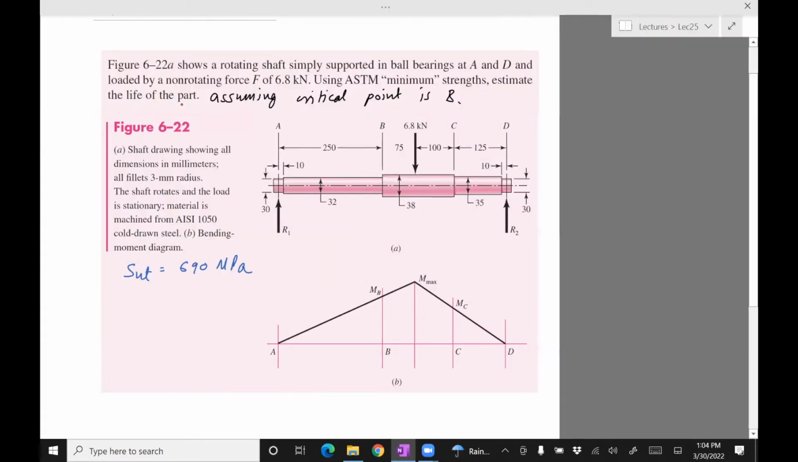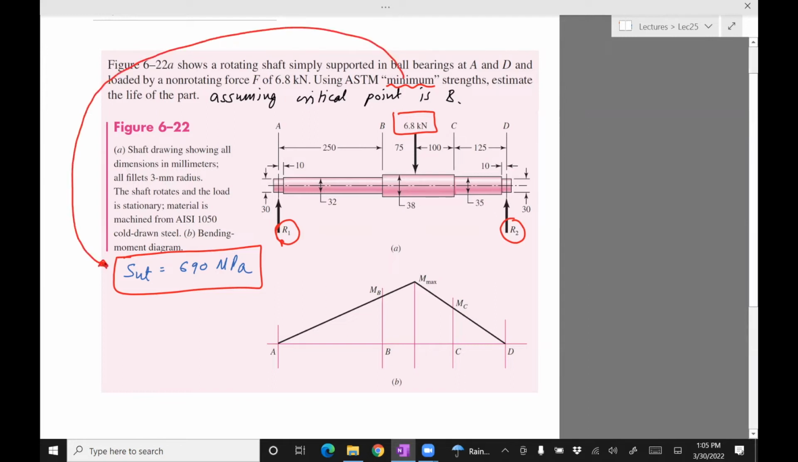Okay, so let's read it. This is figure 6.22a. It shows a rotating shaft simply supported. There are two reactions in ball bearings at A and D, loaded by a non-rotating force F of 6.8 kilonewtons. Using ASTM minimum strength, estimate the life of the part. When it says ASTM minimum strength, it basically gives you the Sut, which I put down there. So you don't really have to go to the ASTM minimum strength and figure out what the ultimate strength is. This information is all you need from that standard.